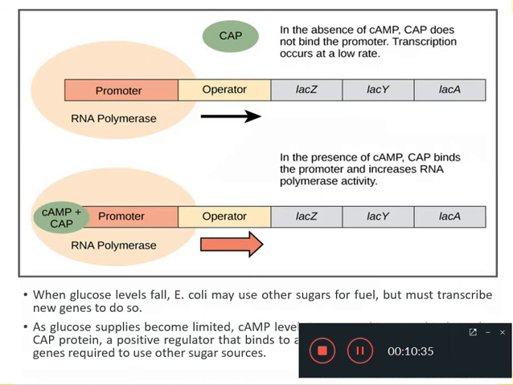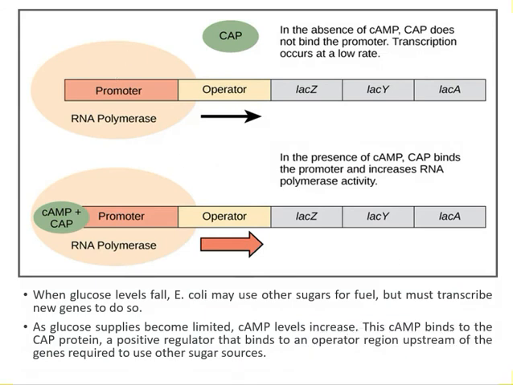Now, here we will take the case of an activator protein. This activator protein, you can call it a CAP protein. So, this is again the lac-operon, where this is the promoter, the operator, and the RNA polymerase enzyme. Usually this gene gets activated when the glucose levels in the cell fall, and this E. coli cell should use other sugars for fuel.